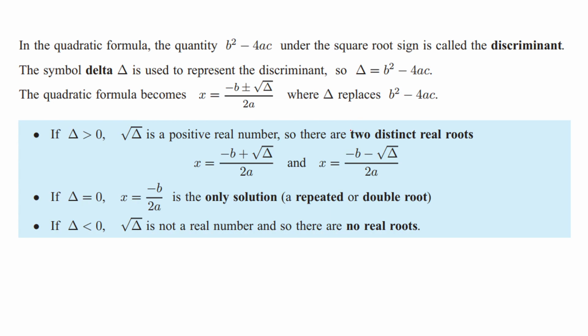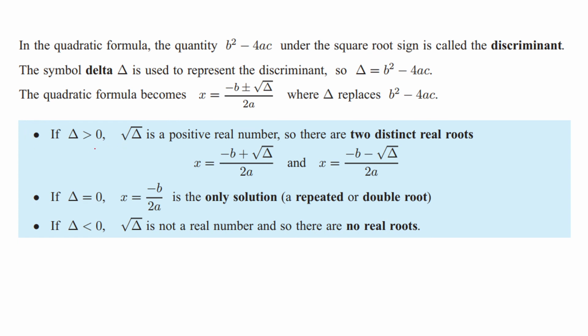So finally, in the quadratic formula, the quantity b squared minus 4ac under the square root sign is called the discriminant. The symbol delta is used to represent the discriminant, delta equal to b squared minus 4ac. So the quadratic formula becomes negative b plus or minus square root of delta, over 2a, where delta is b squared minus 4ac. There's one important rule that you should know.